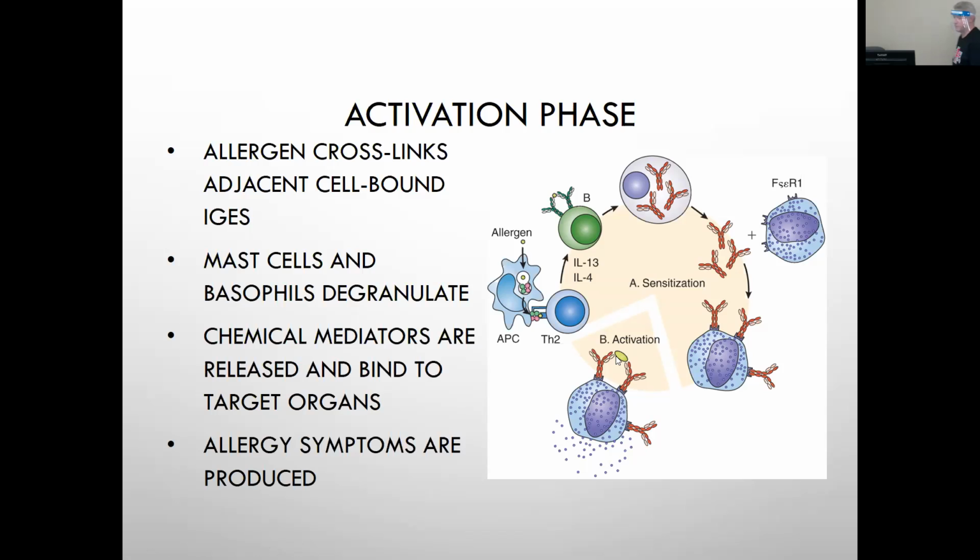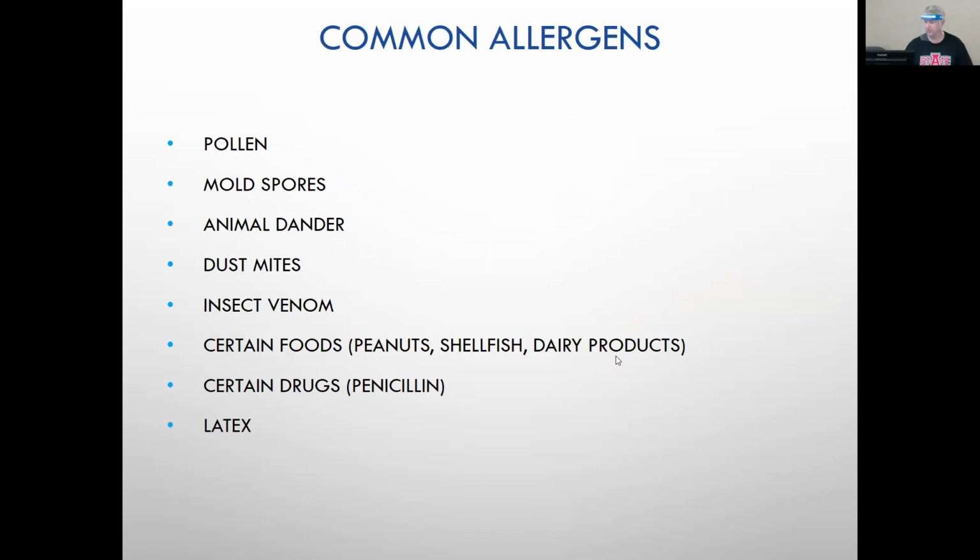The mast cell and the basophil degranulate, meaning they let out what they're holding. Those are chemical mediators. They're released. They bind to target organs, and the allergy symptoms arise. Okay, runny nose, cough, watery eyes. You know the drill. You've had allergy. You know what's happening here. So that's the activation into the symptoms, and then we have this list.